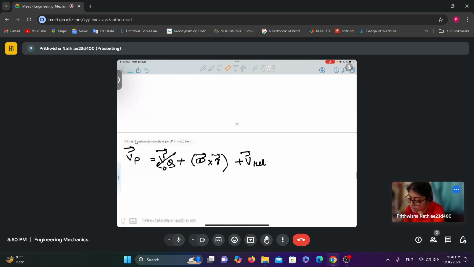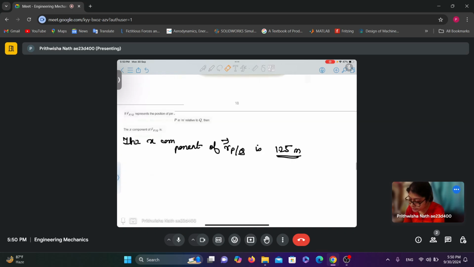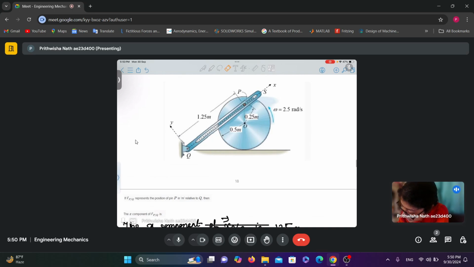Also, we can find out this angle theta, right? So this total height is nothing but 0.75 meter, because the radius is 0.5 and this distance OP is nothing but 0.25. So the total distance is 0.75 and we know the distance PQ. So we can easily find out theta, right?